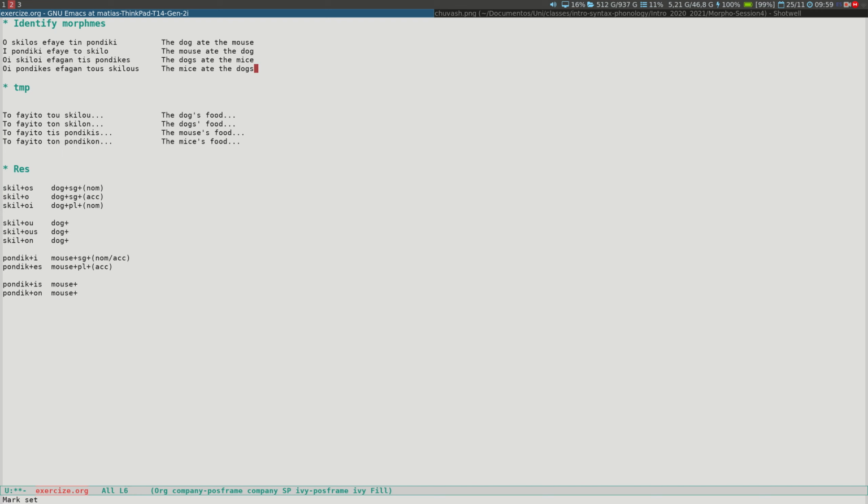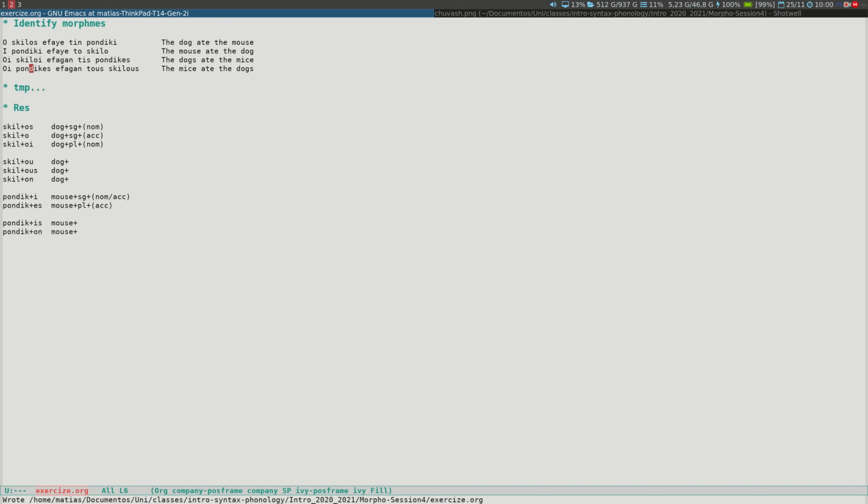We get the next sentence, and now we have the opposite. Now we have the pondicus eating the skilos. Now we have this new form, skilos, and this has to be plural. Both nouns are plural, and it's likely an accusative because now the dog is being eaten. And pondicus didn't change.